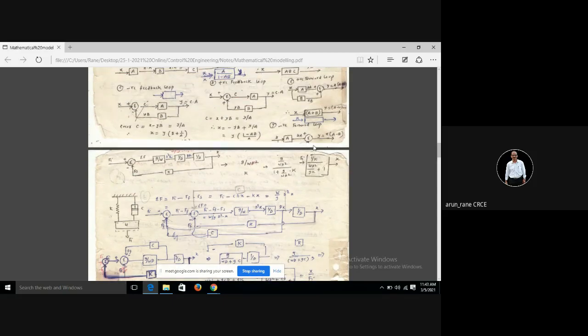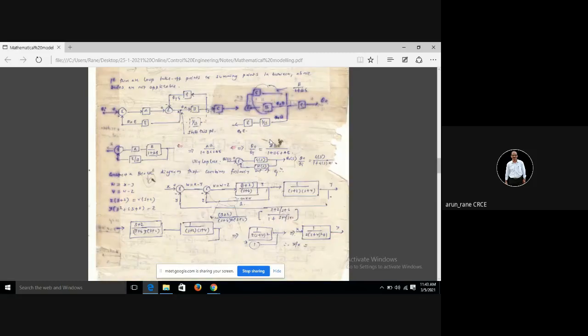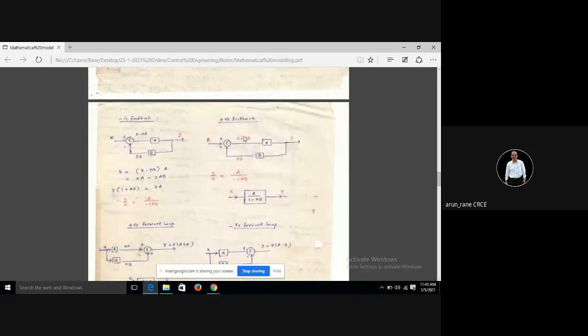Similarly for the negative forward loop, everything remains same as the positive forward loop, except this becomes negative instead of positive. So this will be now y is equal to xa minus xb. So if you take x common, it will be a minus b. Alright, so they are easy to remember, these four rules. Now I'll do some examples.